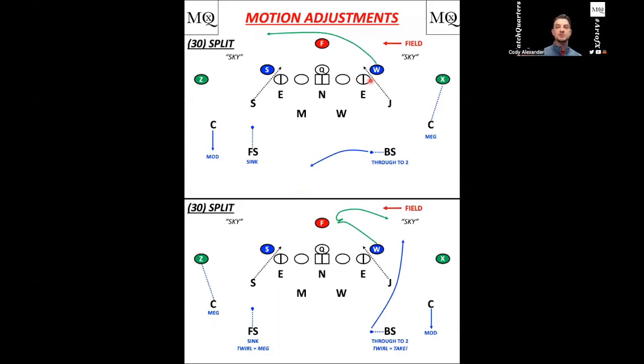So the very first motion that we're going to go to is the flexbone 101. Okay, we've got a split set, meaning everybody's wide. We've got our two slot receivers and we've got our fullback. Now, I'm always going to work all these motions from the defense's right to the left, just to make it easy for everybody and give a visual, because it goes the same way.